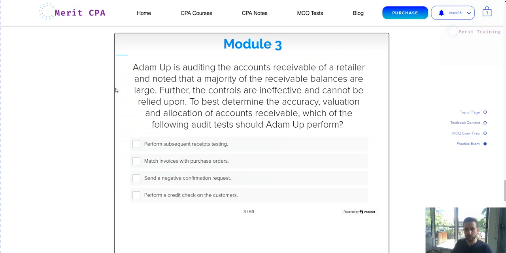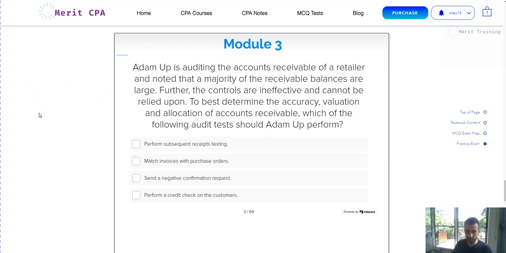Okay, so Adam Up is auditing the accounts receivable of a retailer and noticed that a majority of the receivables balances are large. Further, the controls are ineffective and cannot be relied upon. To best determine the accuracy, valuation, allocation of accounts receivable, which of the following audit tests should Adam Up perform? A. Perform subsequent receipts testing. B. Match invoices with purchase orders.